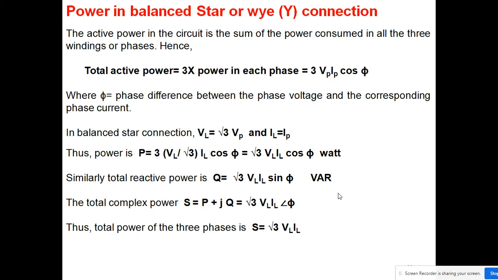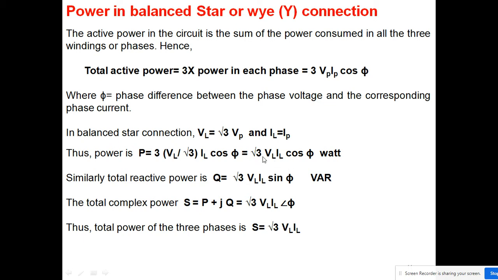The active power in the circuit is the sum of the power consumed in all three windings or phases. That's why the total active power is 3 times the power in each phase, which is given by the power formula Vp Ip cos phi. Here phi is the phase difference between the phase voltage and the corresponding phase current. In the balanced star system, the line voltage and phase voltage are related by this formula, and the currents are both equal. So I put the value of the phase voltage and phase current in terms of line current and line voltage, and you get this value.